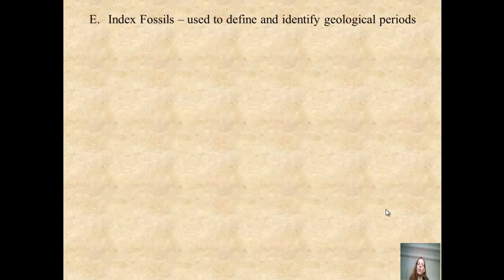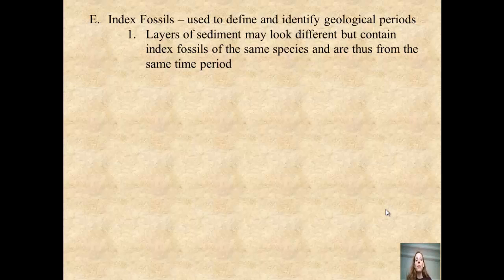Index fossils are used to define and identify geological periods. So basically, layers of sediment may look different, but contain index fossils from the same species and thus are from the same time period.